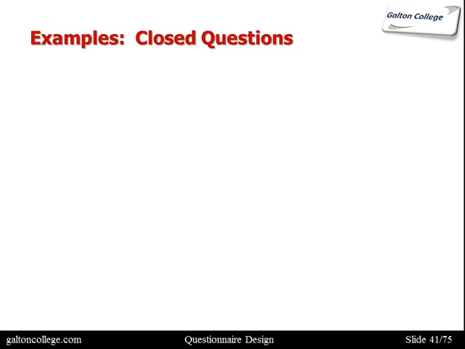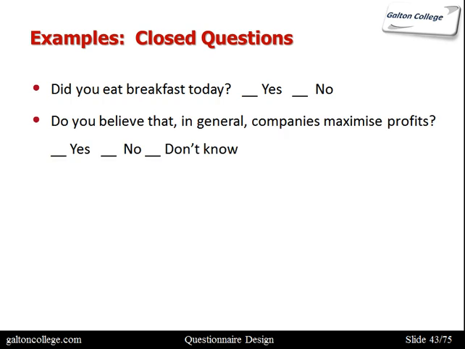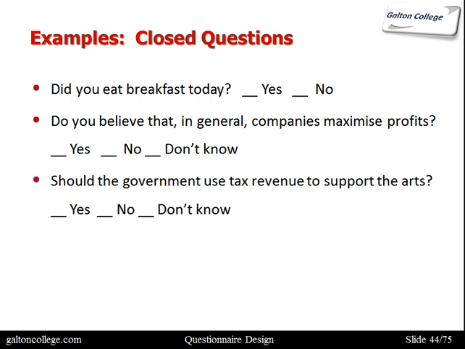With closed questions, well, closed questions: did you eat breakfast today? Yes or no? Simple. That's a closed question. The questionnaire does not require the respondent to describe anything, just give a yes or a no. Do you believe that in general companies maximize profits? Yes, no, or don't know. Straightforward. Tick one of the boxes. So it's a closed-end question. And should the government use tax revenue to support the arts? Yes, no, or don't know.